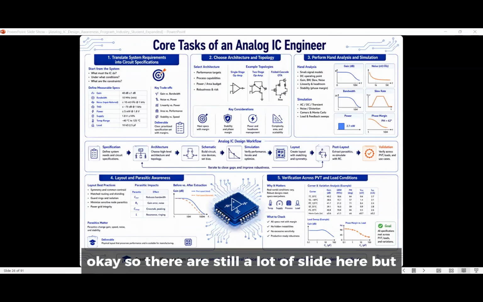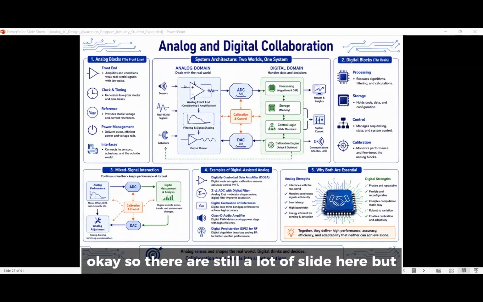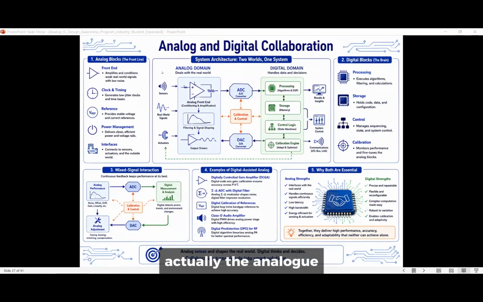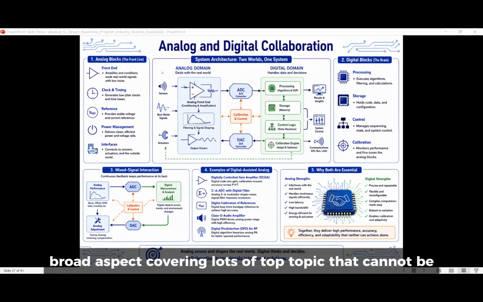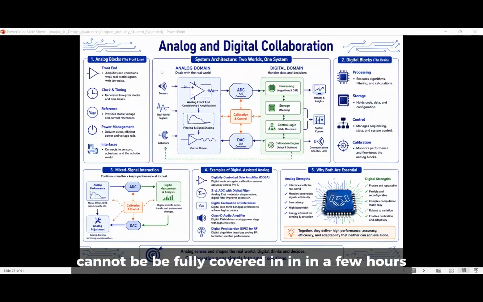Okay, there are still a lot of slides here, but I think some of them are repeated, and we don't have too much time. Actually, analog circuit is a very broad area covering lots of topics that cannot be fully covered in a few hours.